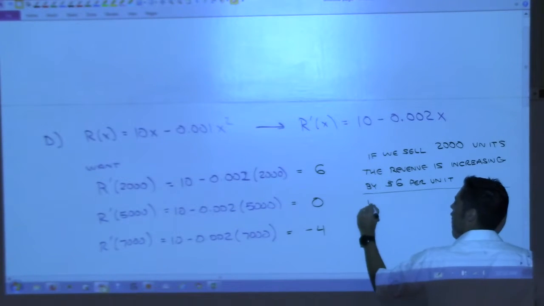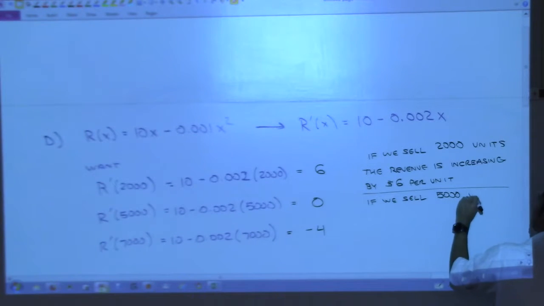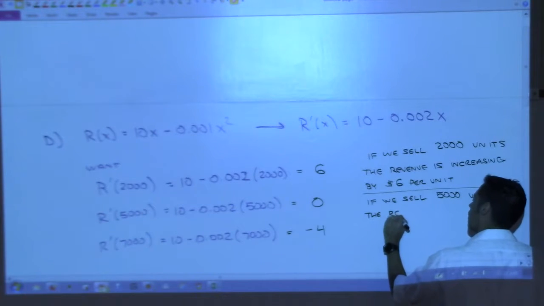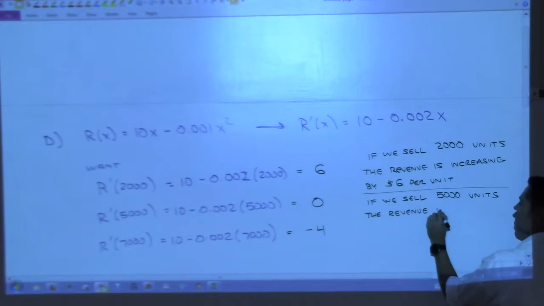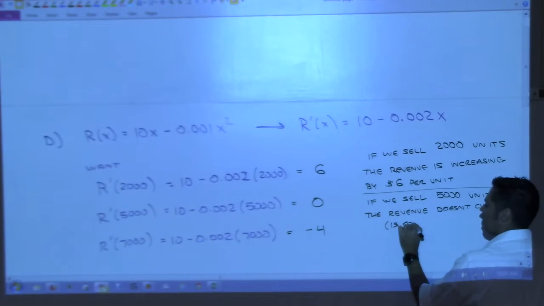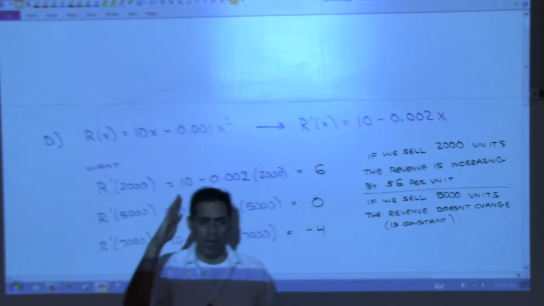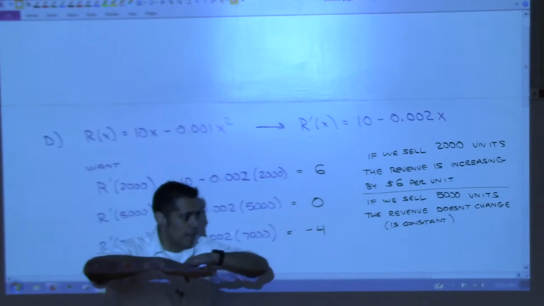So if we sell 5,000 units, the revenue what? Doesn't change. You could also say is constant. See, 0, remember, slope of a line. 0 means you have a horizontal line. That means your revenue is not increasing or decreasing, it's just staying constant.